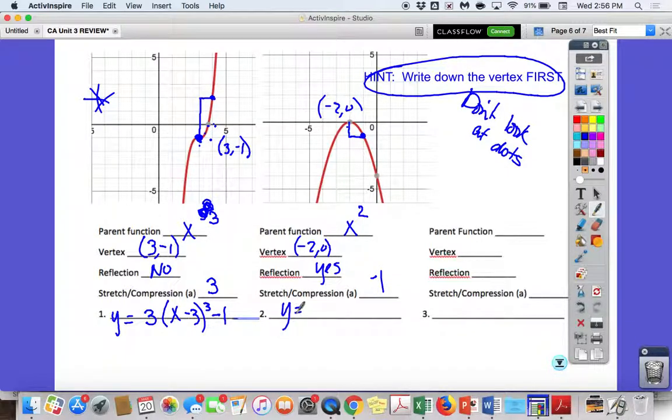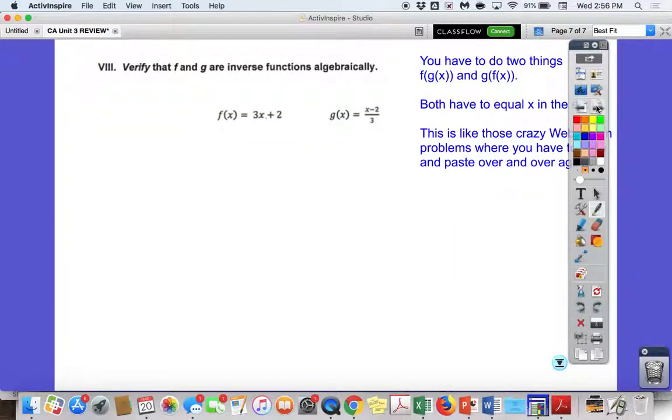So I got y equals, and you can put the 1 or you can just put the negative, it doesn't matter. But I got to do x plus 2 in there. Got to put my square out there. Nothing goes on the outside because that's a 0. But just try to write the vertexes down first, and that'll help.